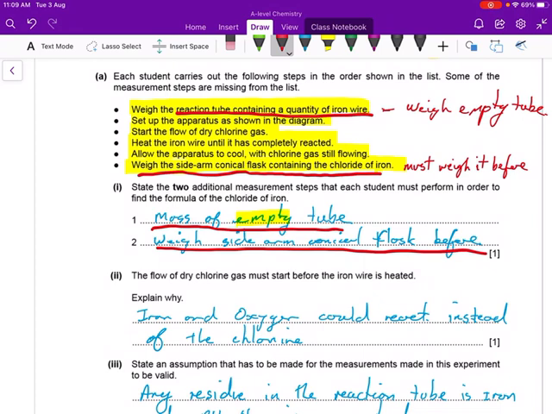Interesting, a precaution. If you heat it before you allow the chlorine gas through, you might get rust forming, iron oxide. This is a very high possibility that something like that could happen. So you need to replace the air in there, the oxygen, with chlorine, and that's why the flow is through there.